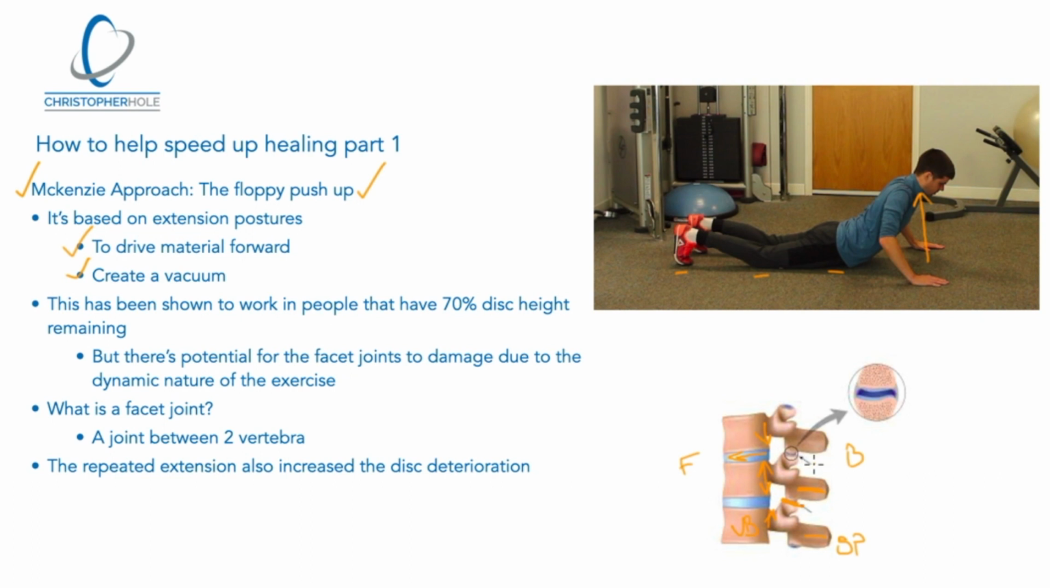So where there is, let's just say, value and some reasons to do an exercise like this, it might not be this exact specific one done in this exact and specific way. There could be a slightly more effective one. So this one could be damaging the facet joints. The facet joints are between 2 vertebrae, and the repeated extension also increased deterioration.